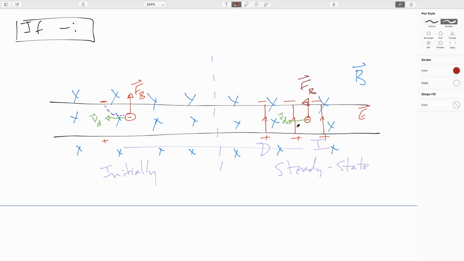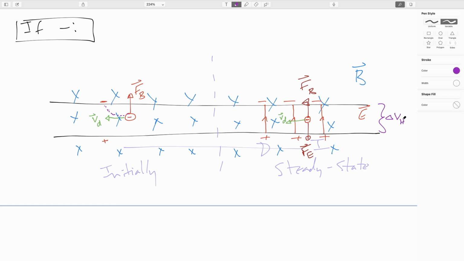And remember, since the electric force is F equals QE, since E points up, but we're multiplying it by a negative number, the electric force will point down. And again, as the surface charges build up, this force will get greater and greater until the ratio of our electric and magnetic fields is at our velocity selector ratio. So again, we're going to end up with a Hall potential across our strip.